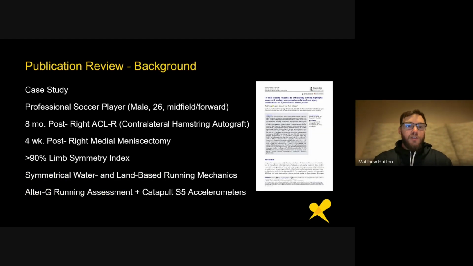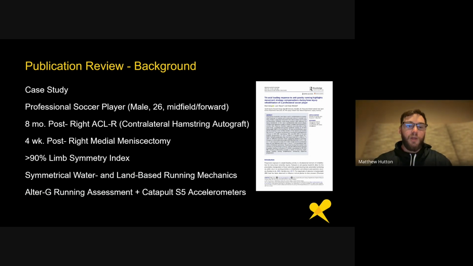So the study for this week, the design of this was just a case study. And so it's a professional soccer player, male, 26. He was a midfielder and a forward. And he actually had a couple of injuries that led to this rehab case study. So he was 8 months post right ACL reconstruction, and they used the contralateral hamstring as the autograft. They also used, I believe, plantaris, if I remember correctly.